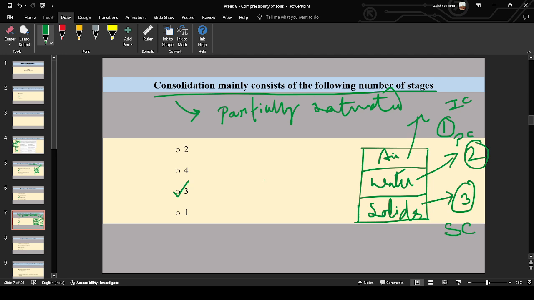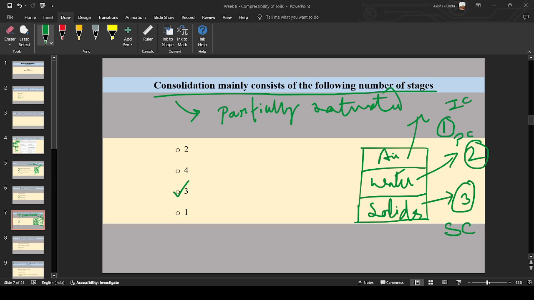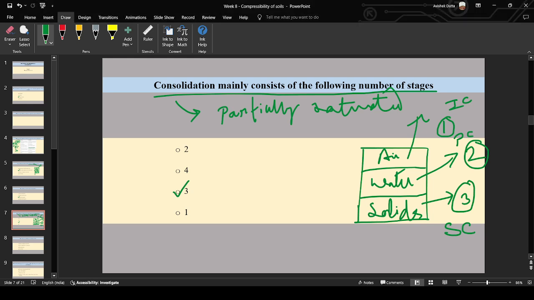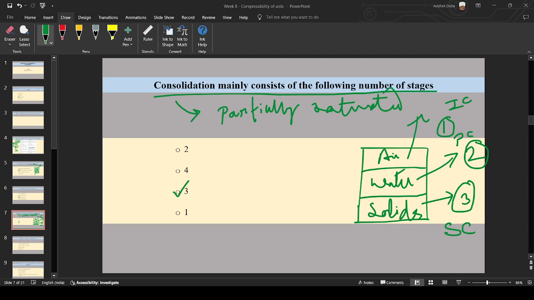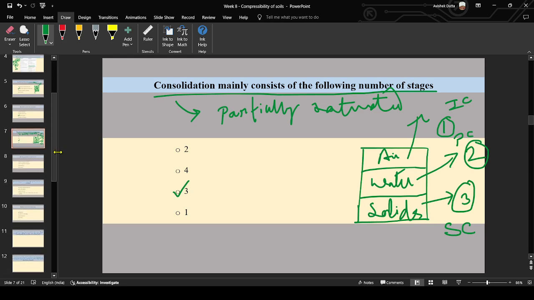Initial consolidation is nothing but compaction where air gets expelled out only. Then when the air has got expelled out, water starts getting expelled out gradually. Okay. I hope the solution was clear. Any doubt? Okay. I'll go to the next question.